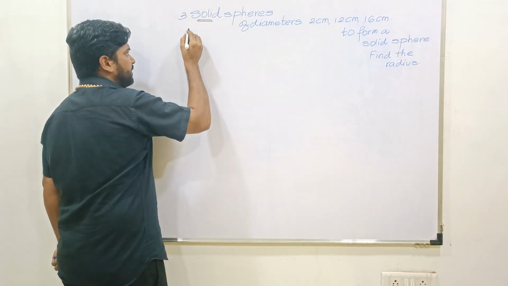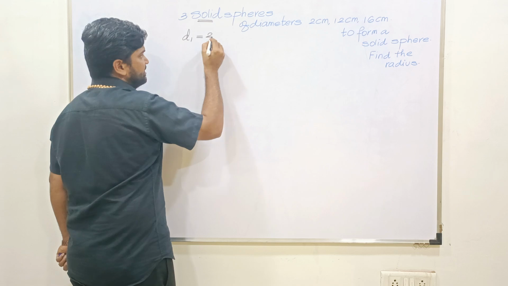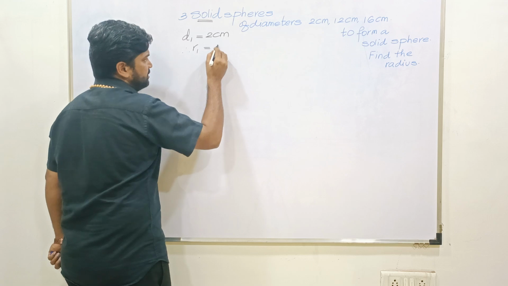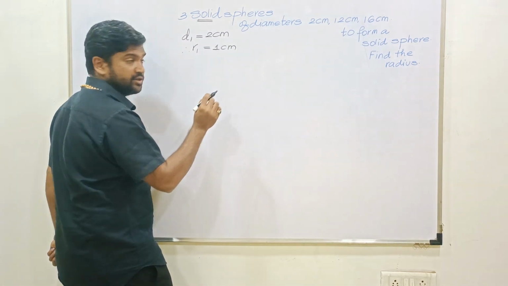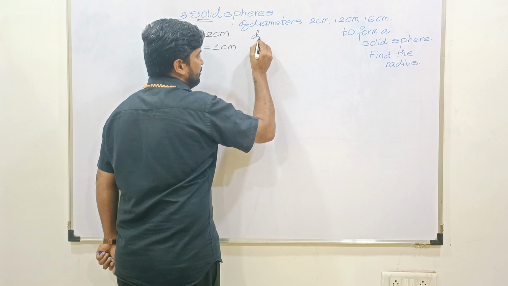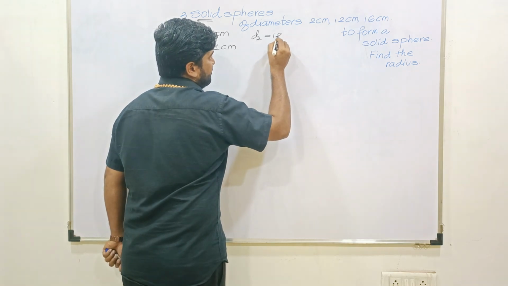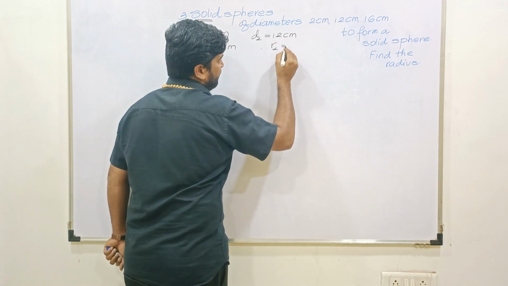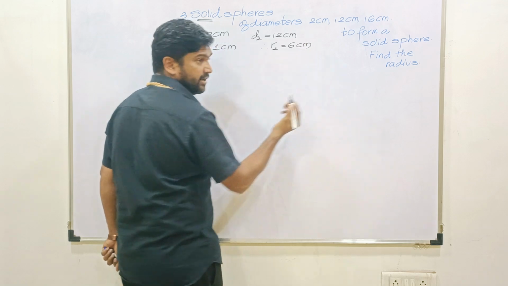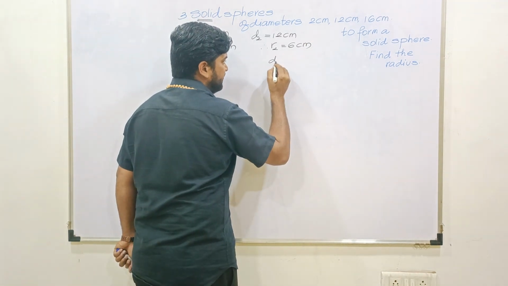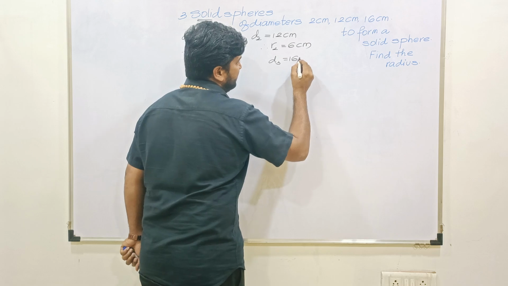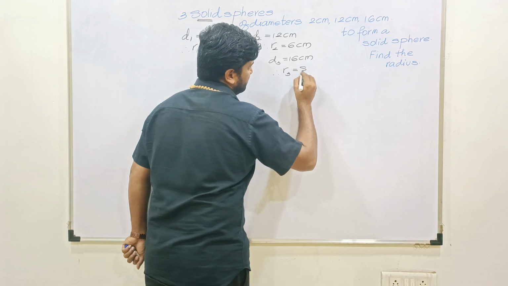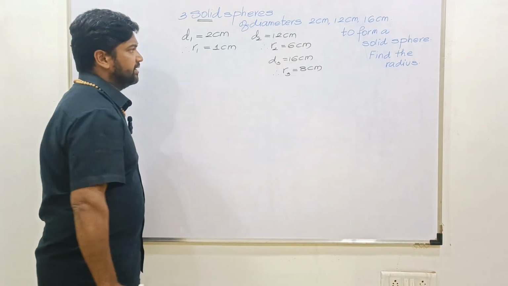So I'll just take it this way. जो first diameter होगा, that is D1, that is 2 centimeter. Immediately I'll find the radius R1, which would be 1 centimeter. Fine children. Now the diameter of the second one, which is 12 centimeters. Therefore, the radius of the second one would be 6 centimeters. Fine. And the diameter of the third one, which is 16 centimeters. So therefore, radius for the third one will be 8 centimeters.